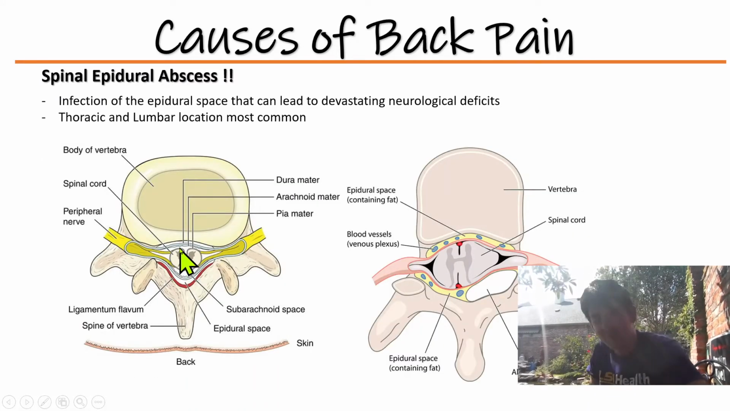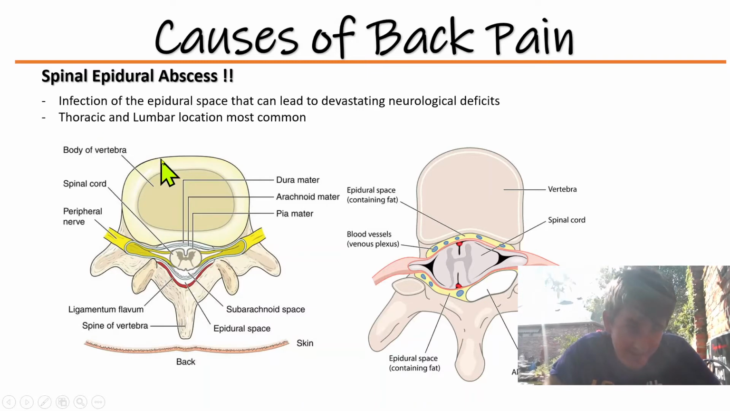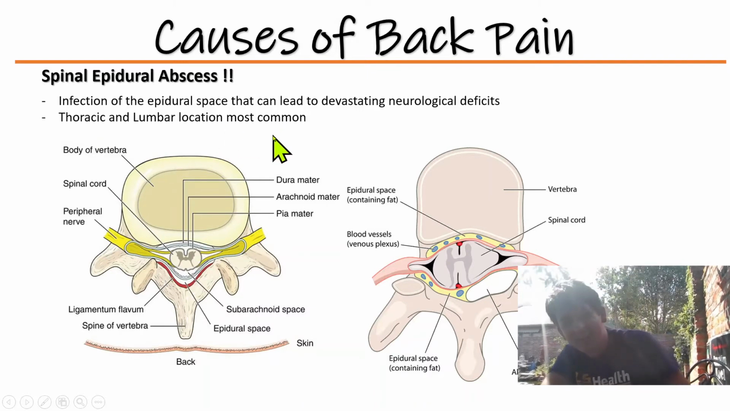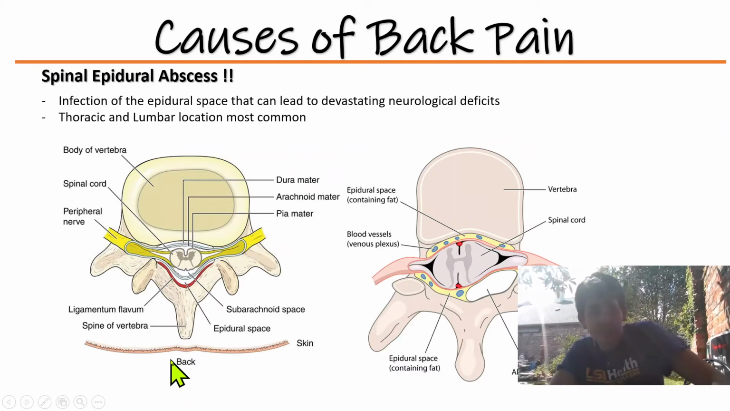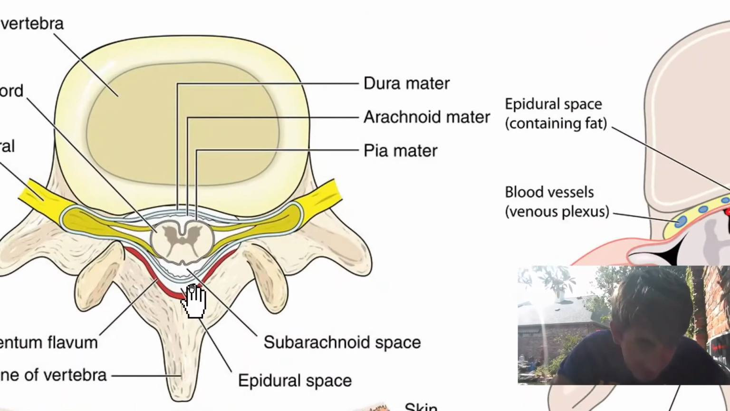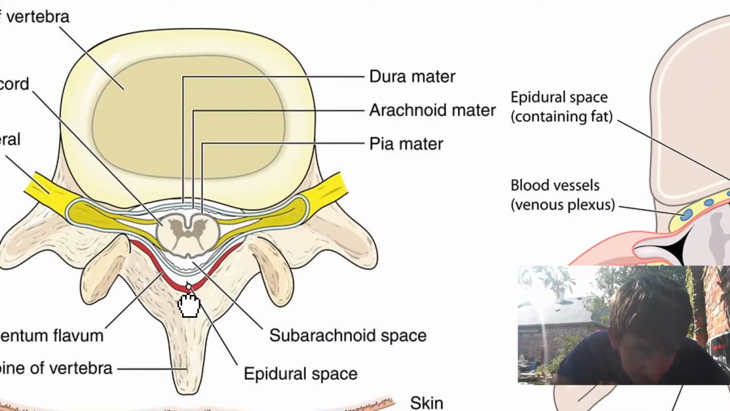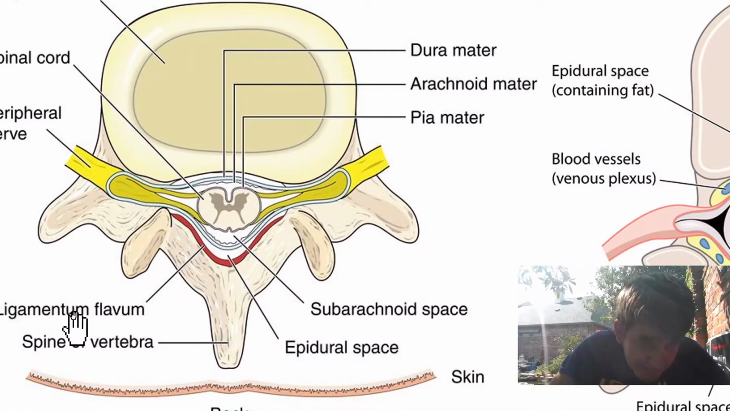Now this one is the one, y'all, that is really devastating, and you don't want to delay this diagnosis. Infection of the epidural space can lead to devastating neurological deficits. Thoracic and lumbar spine are the most common locations. This is our epidural space right here, right anterior to the ligamentum flavum. So you have your subarachnoid space, epidural space, and this blue is the dura. The blue thing's the dura, and outside of the dura is the epidural space.